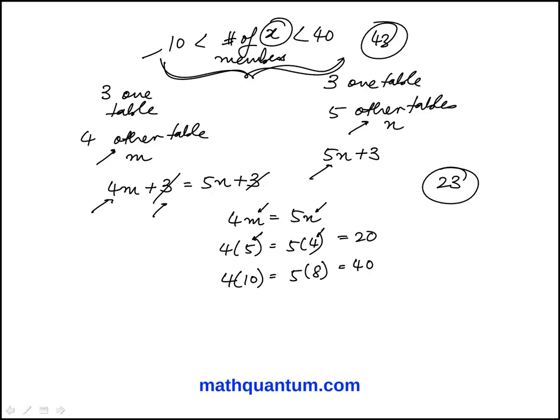And the lower value would actually be 0. So that doesn't give us a solution. So there are 23 members.